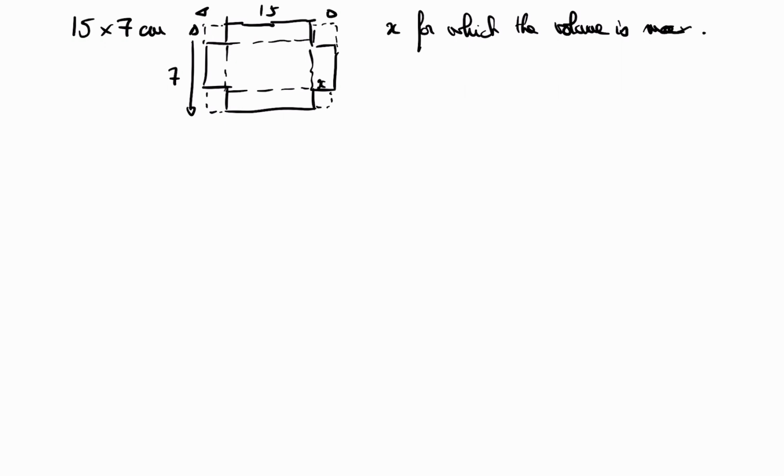Okay, so what can we say? We can say that 2x plus this distance that I'm going to call a, 2x plus a equals 7, and this other distance I'm going to call b. So 2x plus b must be equal to 15. And what is the volume? The volume must be a times b times x.